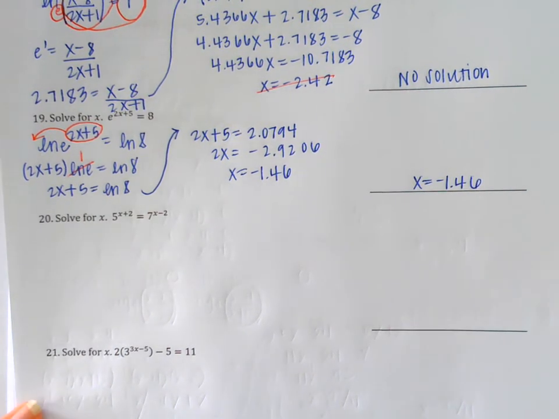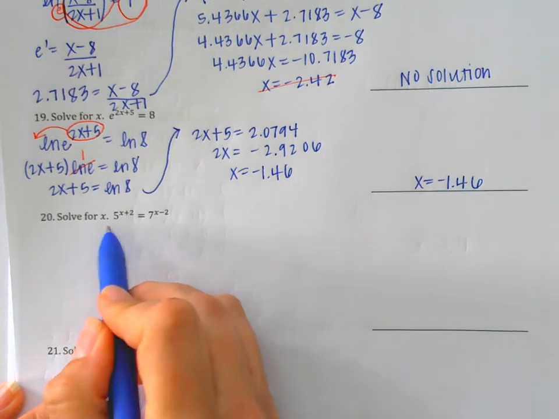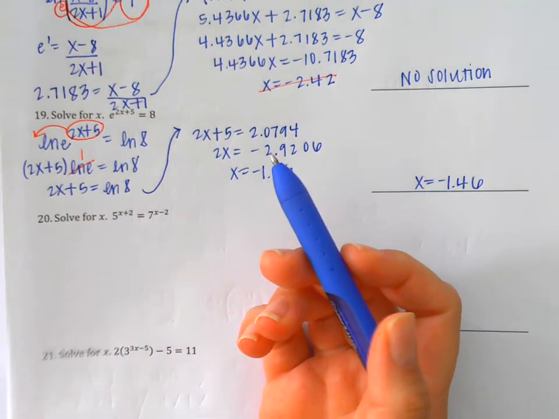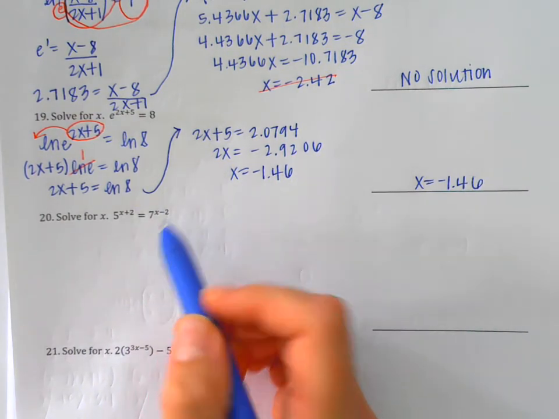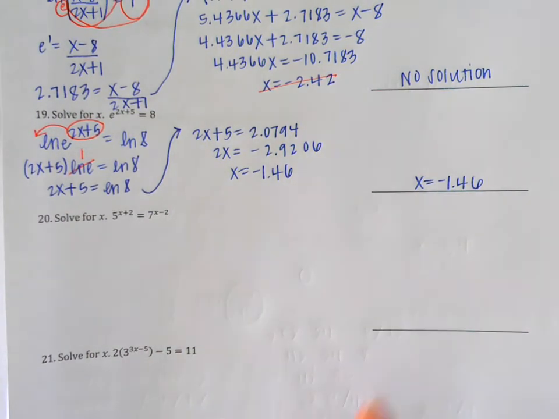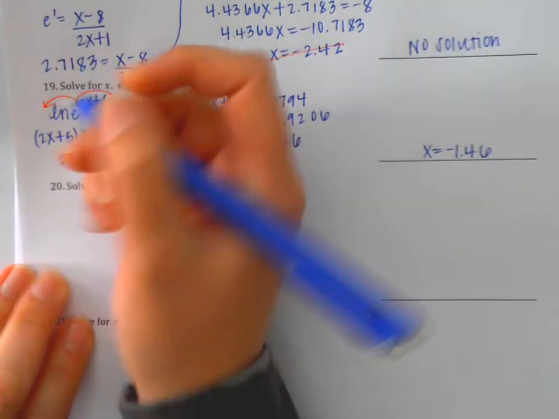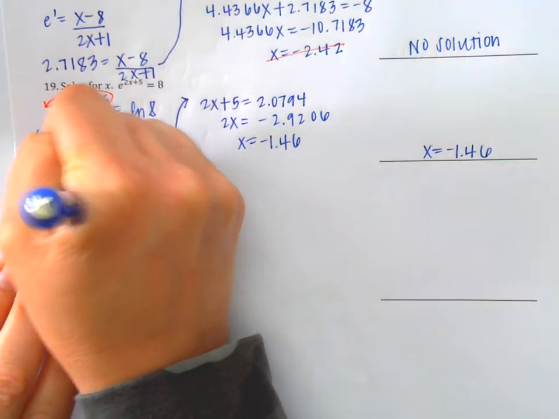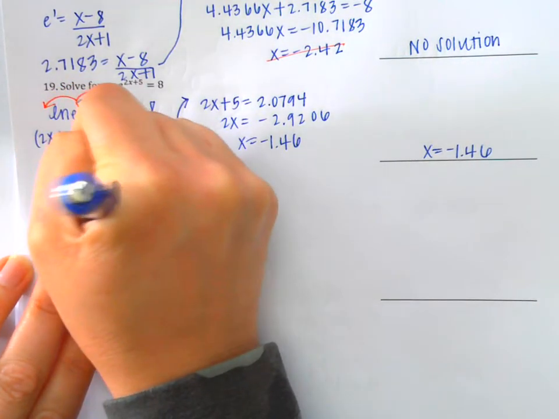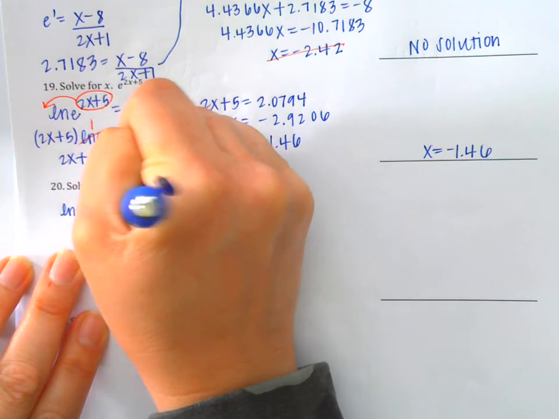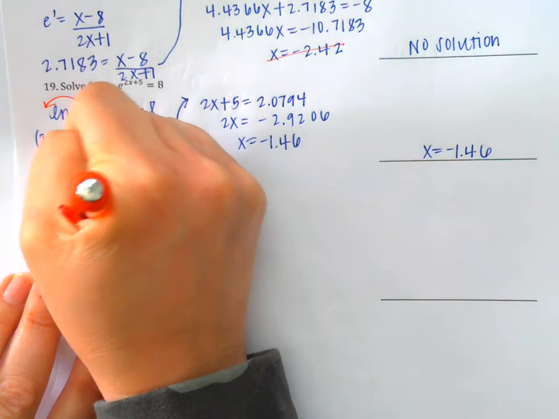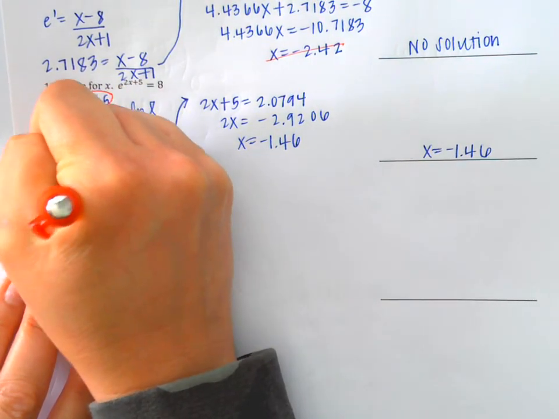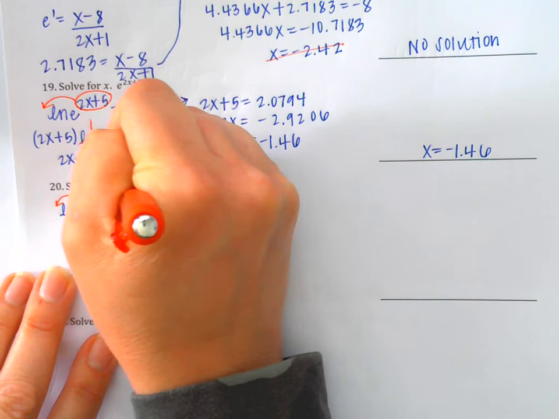Okay, let's do 20. So with any exponential, like with 21, what we're going to do first is isolate the exponential, but on both sides, the exponential is isolated. So all we're going to do is take the ln of both sides. So ln of 5 to the x plus 2 equals ln of 7 to the x minus 2. Apply the power rule. So bring that x plus 2 to the front. Bring that x minus 2 to the front.